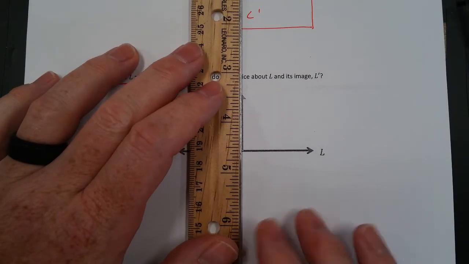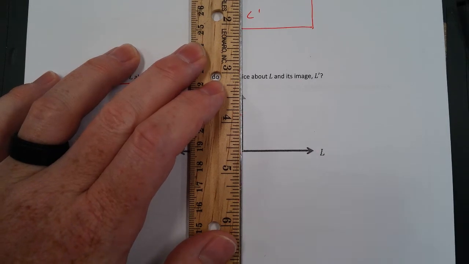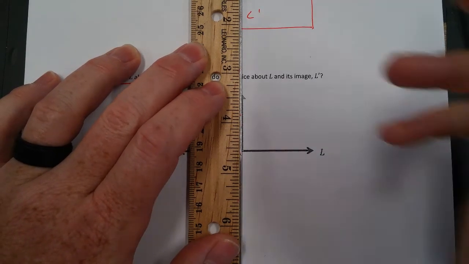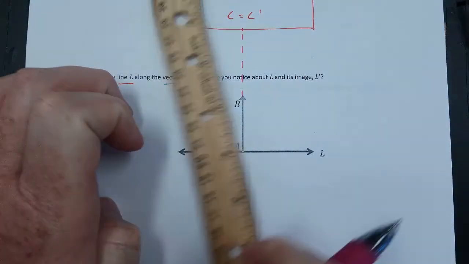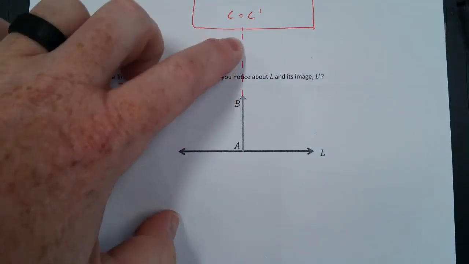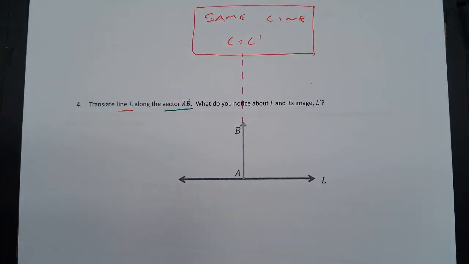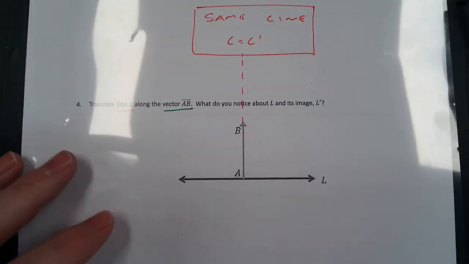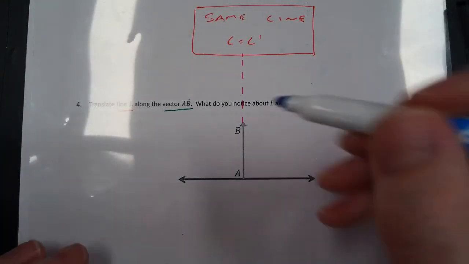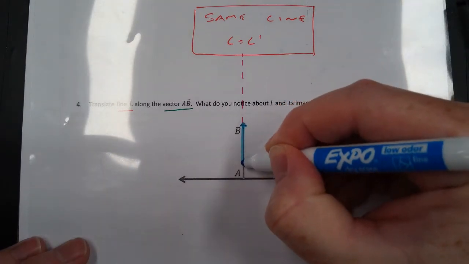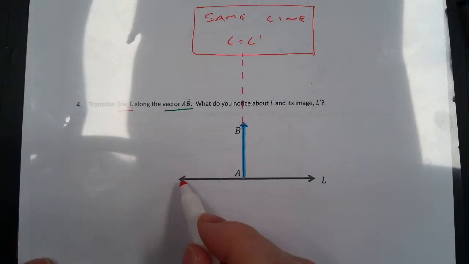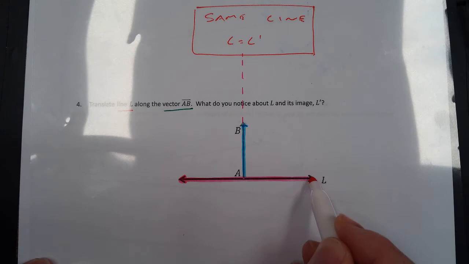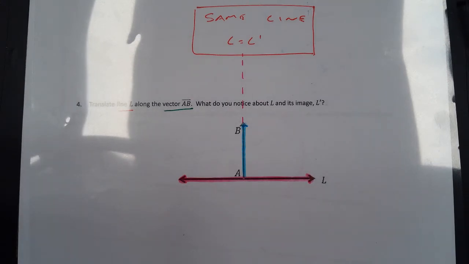Again, the first thing I'm going to do is extend the vector to help me have a good plan for direction. That just points me in the right direction. Then, lucky transparency, trace the vector AB, trace the line I am translating, line L, and then when everything is traced, I do the translating.